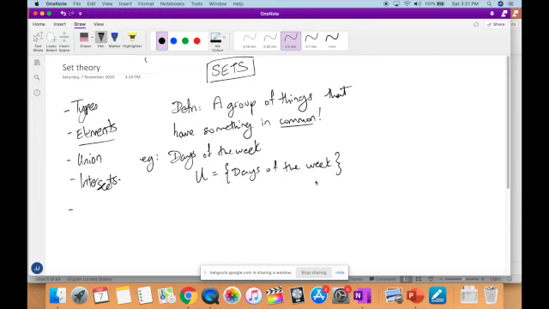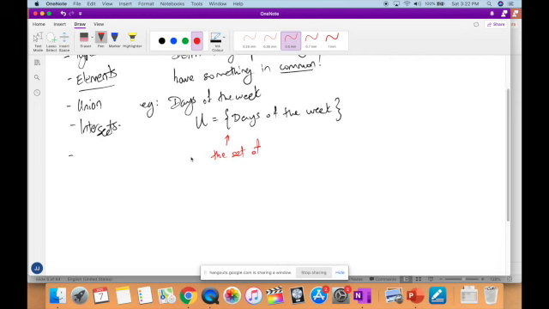Close bracket. Right? So I gave the set a name, and in this case it is U, and I open curly brackets, and these curly brackets literally mean the set of. So U is the set of days of the week. So everybody understand how to write a set? Pretty simple, right? Simple, easy stuff. Any other examples of sets?